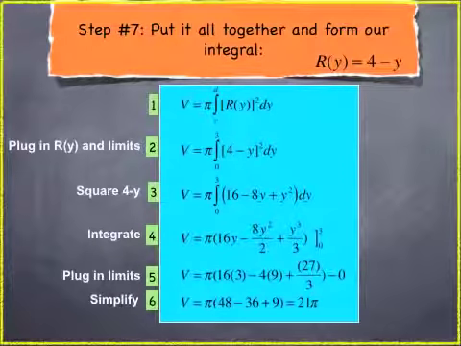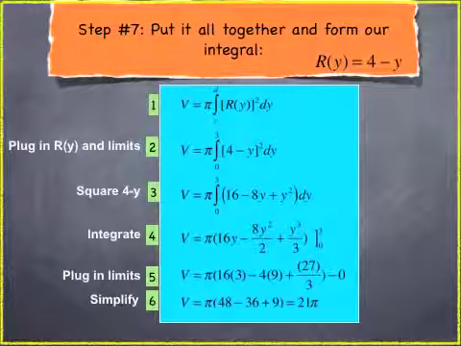Now we have everything we need. We're going to put it all together in the formula that you see in item 1. We go to item 2 and plug in our limits, 0 and 3, and we also plug in what we originally calculated r of y to be, which is 4 minus y. We put that right in. Then in step 3, we start to do our calculation. First step is to square 4 minus y, which we've done.